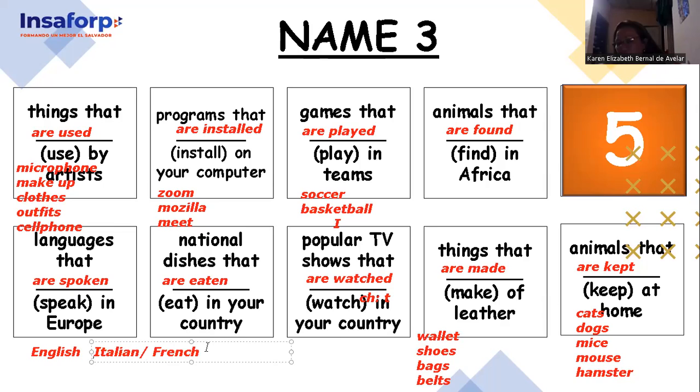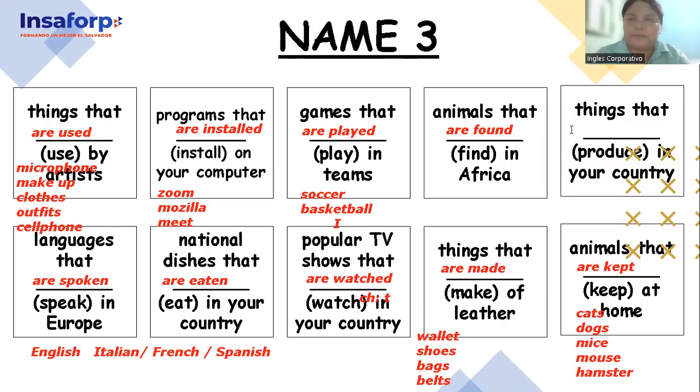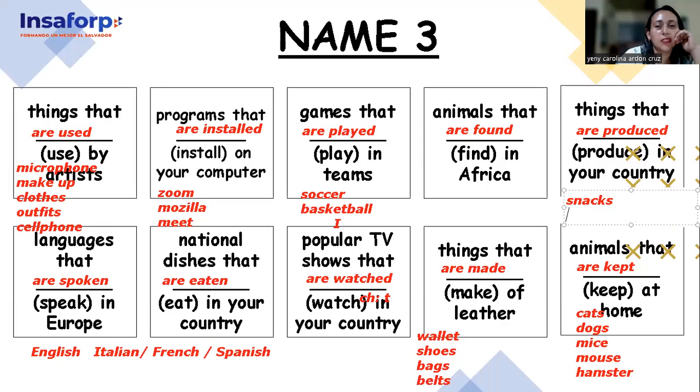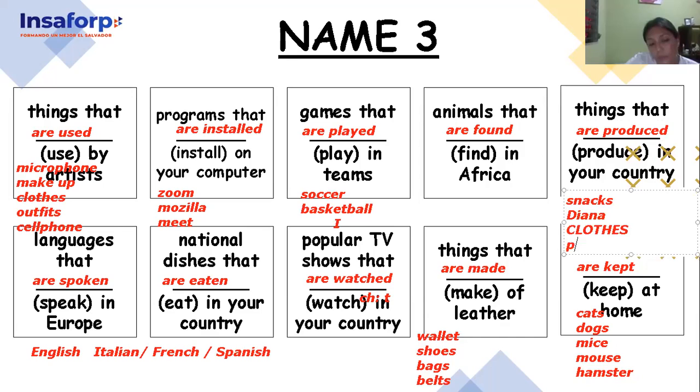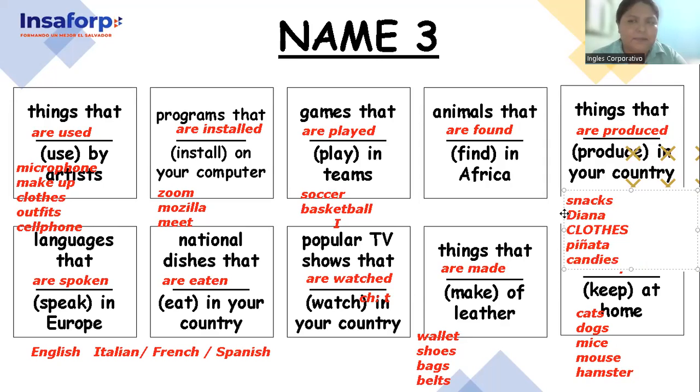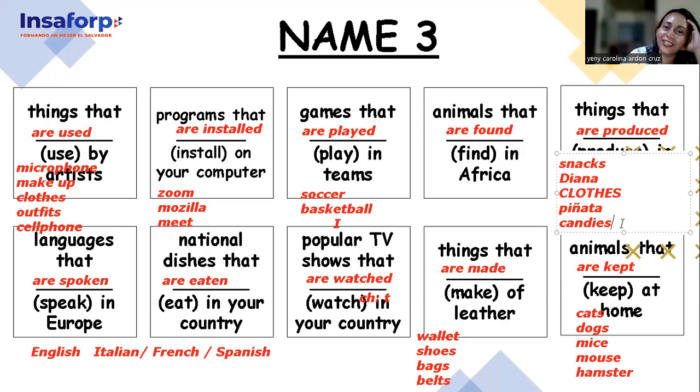Maybe. Okay, and the last one, but not least, things that are produced in your country. Snacks. In your country. Snacks? Which one? Yes, Diana. Snacks. Clothes. Different clothes. Clothes, okay. Piñatas, teacher. How do you say piñatas? I don't have it right now, but candies. I'm gonna write piñata. Okay. Candies. Yeah. Shoes. Chongenga. How do you say that? Repeat. Okay.